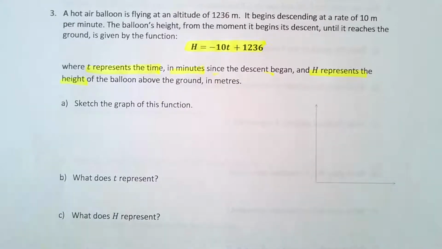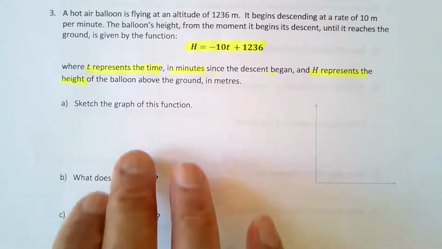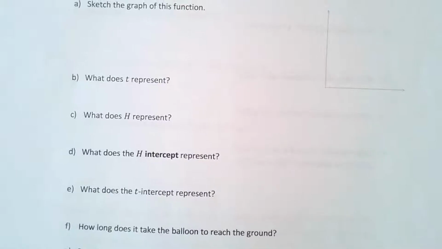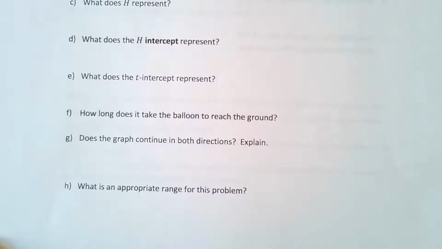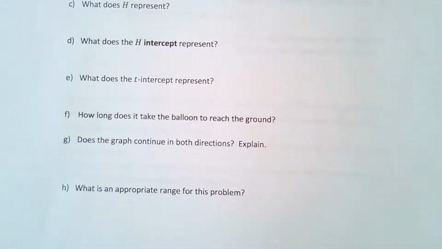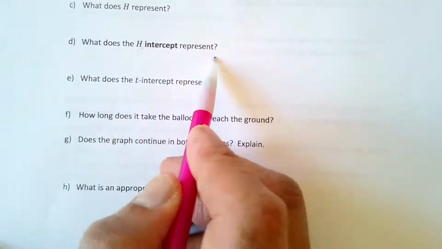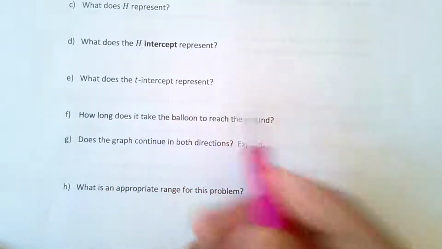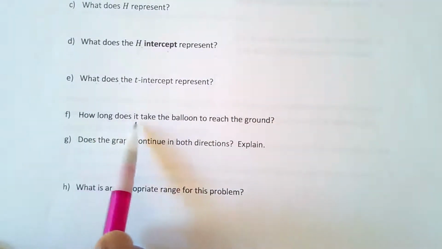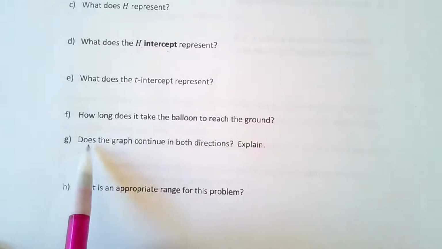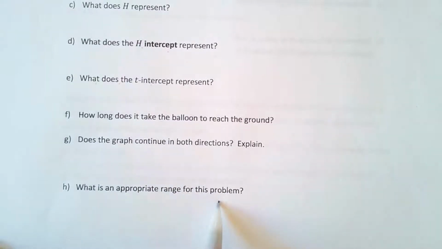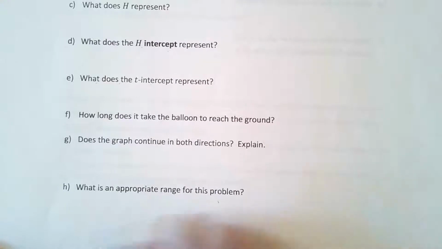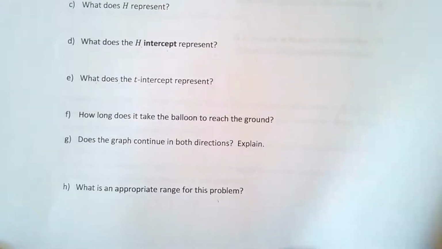And you have a series of questions. Sketch the function. What does t represent? What does h represent? What does the h-intercept represent? What does the t-intercept represent? How long does it take the balloon to reach the ground? Does the graph continue in both directions? Explain what is the appropriate range for this problem. And this is where we'll talk about the restriction and the domain and the range.